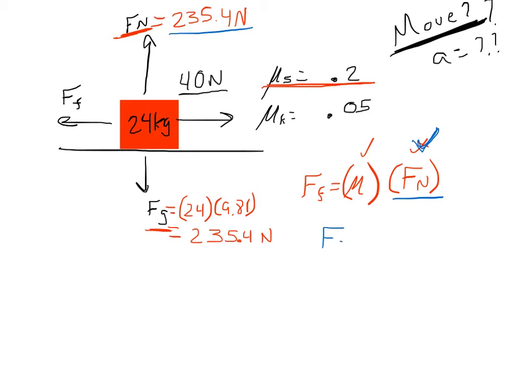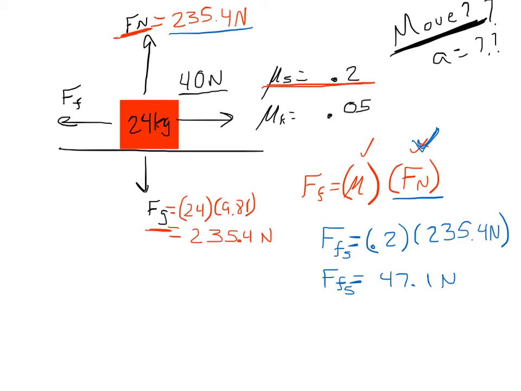So that means our force of friction is going to be 0.2 times 235.4 newtons, which is going to give us about, and this is the static force, 47.1 newtons. So we would need to exert at least 47.1 newtons to make it move.